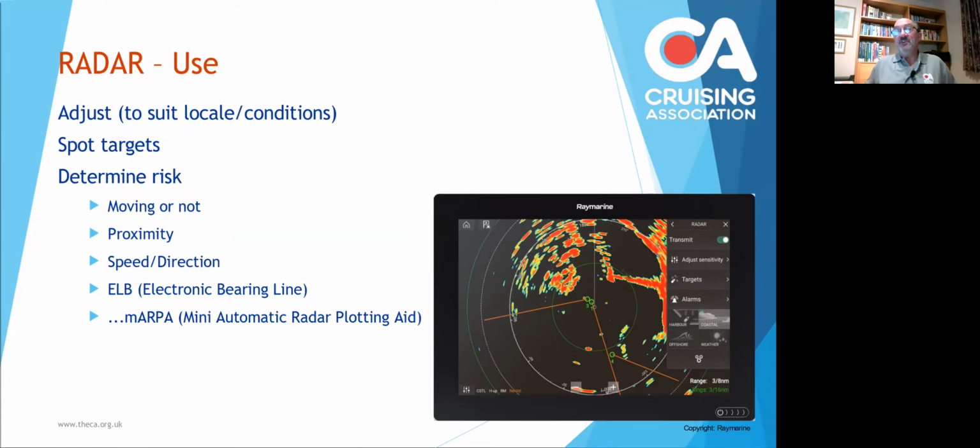So in use, as we've said, you adjust it to suit the locale and the conditions that you're in. Having done that, you're then looking to spot targets. So you may spot something on the screen, and then the next question is, well, is this a risk to me? Is it moving or not? It might appear to be moving on the radar, but of course that might be some stationary object like a buoy, in which case it's not moving, but because you're moving towards it, it appears to be moving on the radar.